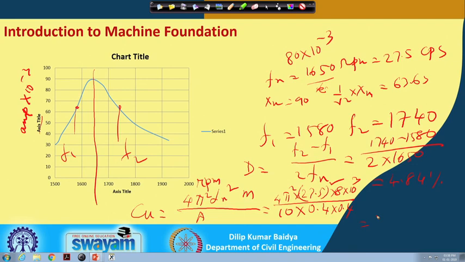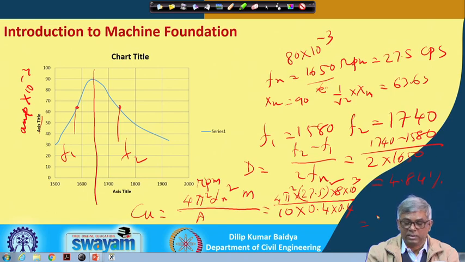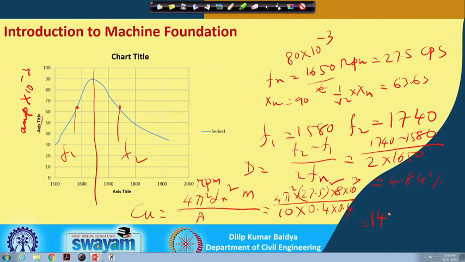So, 4 multiplied by 8 multiplied by 1000 divided by 10 divided by 0.4 divided by 0.4. This value is 149277 kilonewton per meter cube. This is the value of Cu.